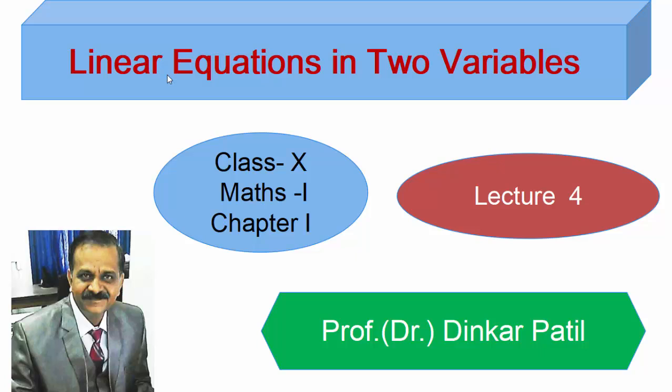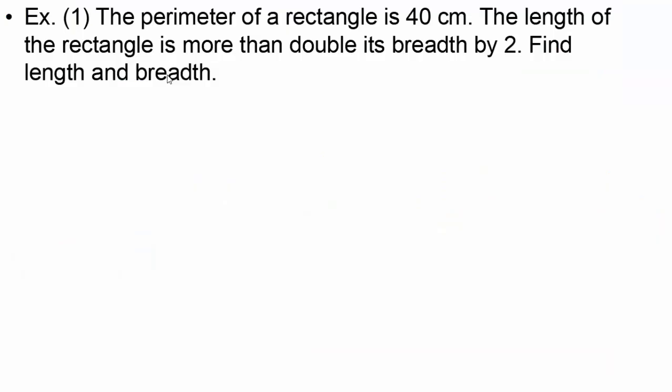Dear friend, in this video, we shall learn linear equations in two variables, some problems. First example: the perimeter of a rectangle is 40 centimeter. The length of the rectangle is more than double its breadth by 2. Find the length and breadth.